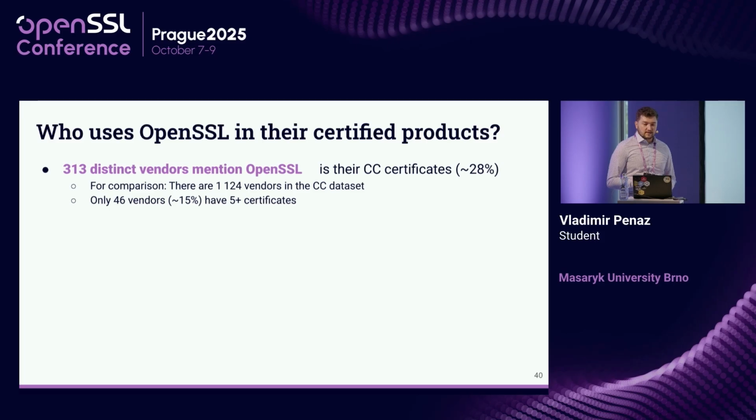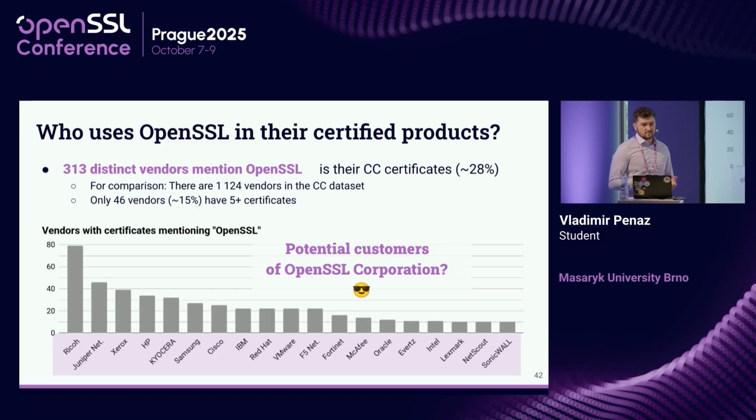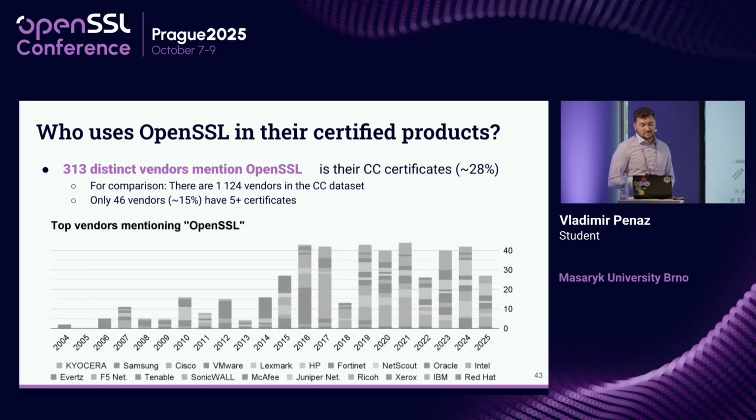Also, we wanted to know how many companies are using OpenSSL, and it says that 313 distinct vendors are mentioning OpenSSL in their certificates, which is over a quarter of the market. And here we can see the top 20 of the companies mentioning OpenSSL in their certificates, which can be interesting for the OpenSSL project because they can be potential customers, theoretically.